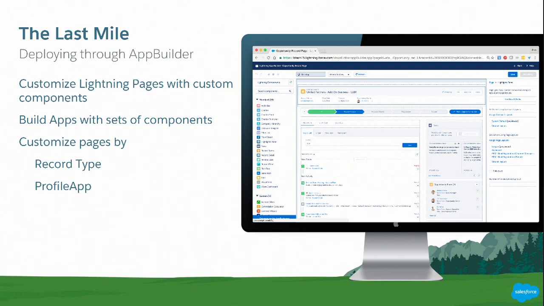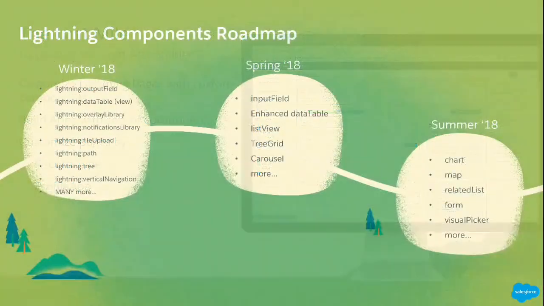And of course, the app builder has a lot of great capabilities, including the ability to dynamically render your component based on a condition. You might even see that today in Greg's demo.